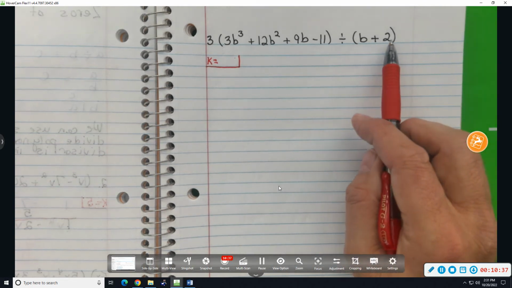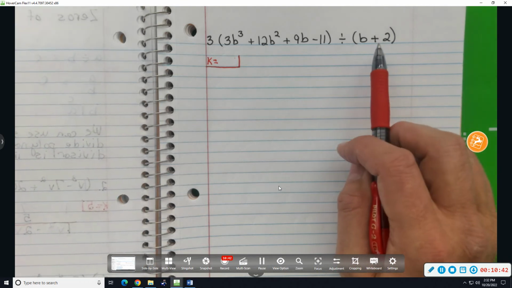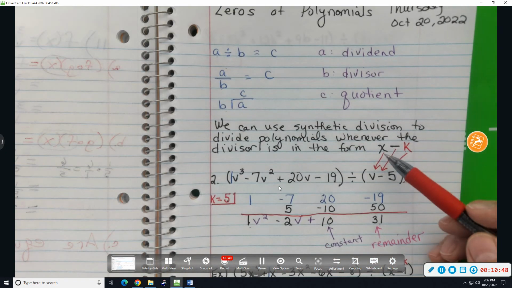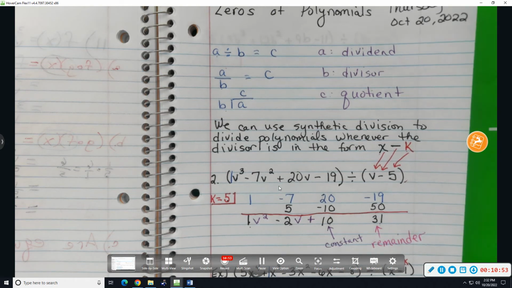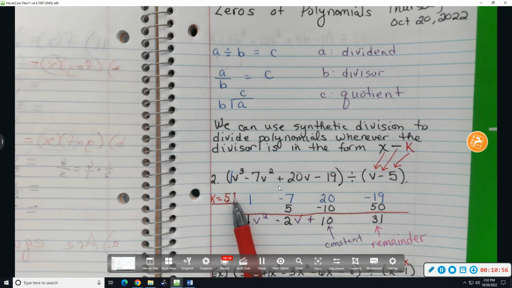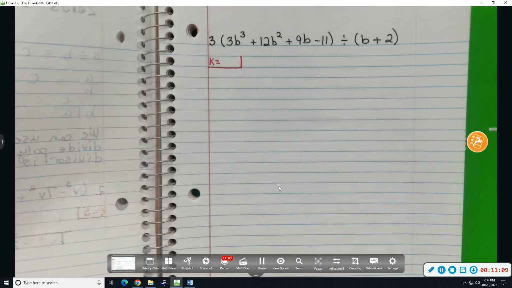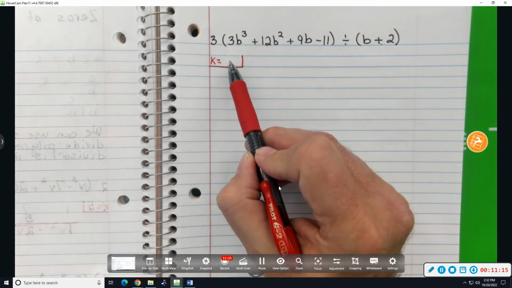Looking at the divisor, b plus 2, at first glance you might think, well, wait a minute. You said that in order to do synthetic division, the divisor has to be in the form b minus, and we have b plus. Yeah, but I also said when you're going from the divisor to the k value, you're changing the sign. Like right here, we have an x minus 1, but k was positive 1. Is k going to be a positive 2 or a negative 2?